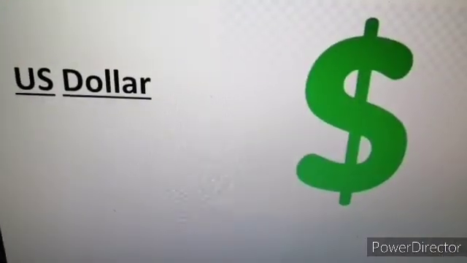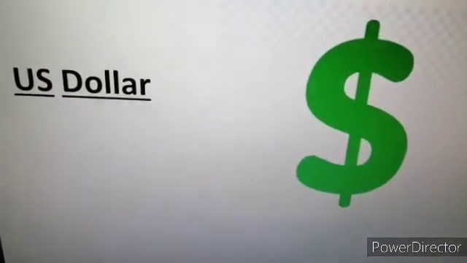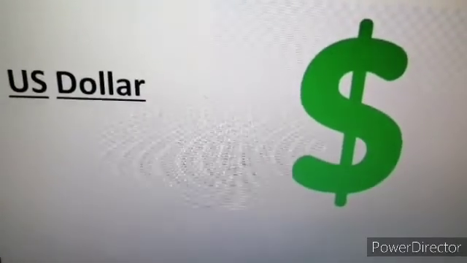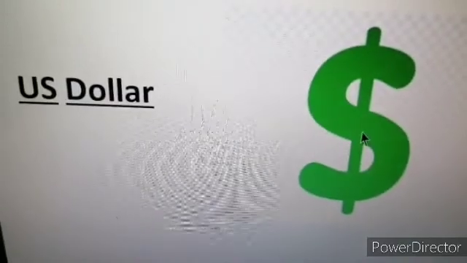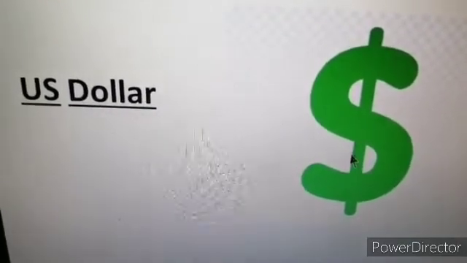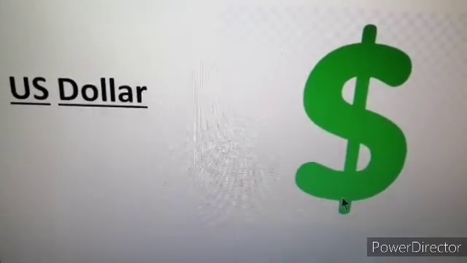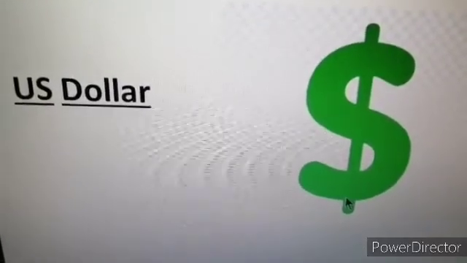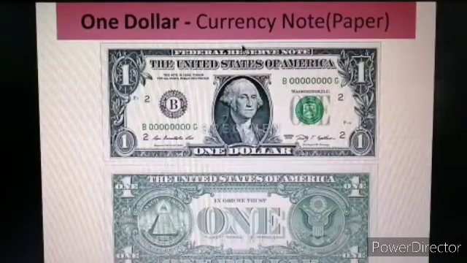This is the symbol for the US dollar. When we write US dollar, we use this symbol. See? You have to write an S and then put a line on top of it. This is the symbol for the US dollar. This is US dollar.